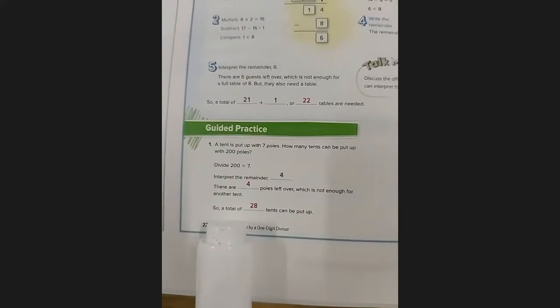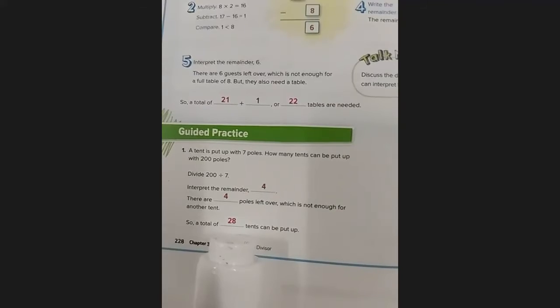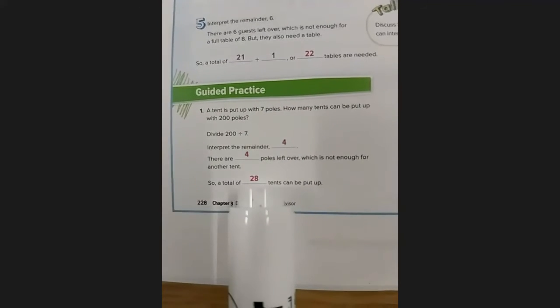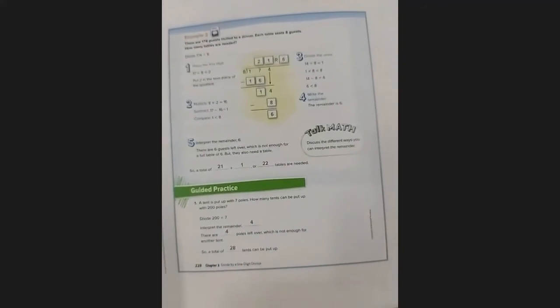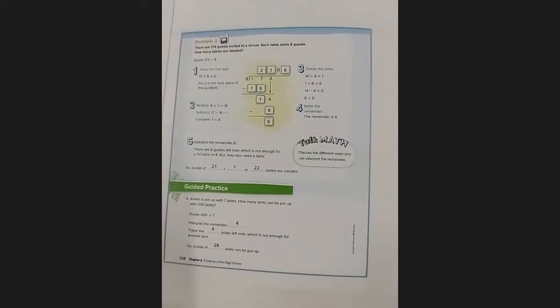So, the total number of tents, how many? It's the quotient. 28. So the first space 4, the second space 4, and the third space we need to write the total number of the tents which we can make, which is how much? 28. 28 tents can be put up. So here you write the division and here you fill the numbers. This is question 1.